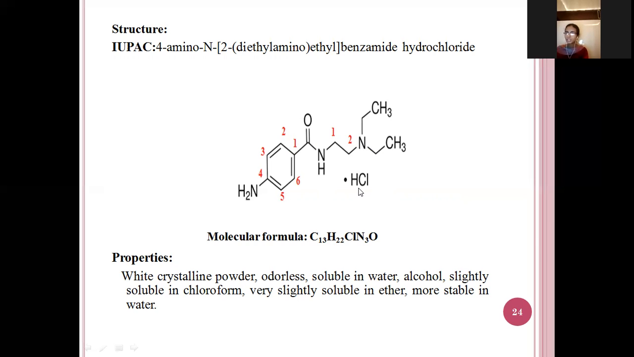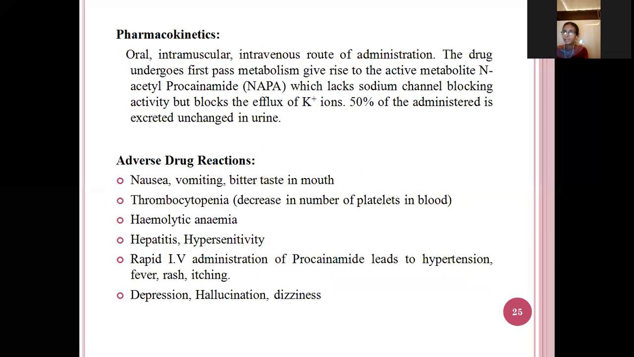So this is the structure and IUPAC name, and the properties are: it is a white crystalline powder, odorless, means it does not have any odor, and soluble in water, alcohol, slightly soluble in chloroform, very slightly soluble in ether, and it is more stable in water. And the pharmacokinetics: it is given by oral, intramuscular and intravenous routes of administration.